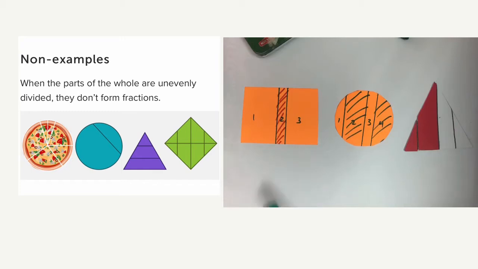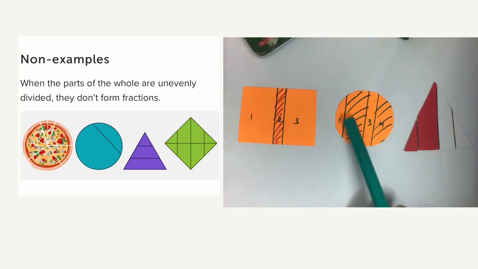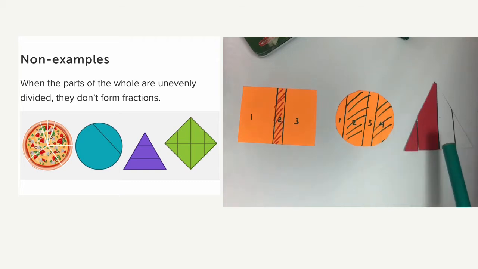The first one, a rectangle, is divided into 3 parts and they are unequally divided. So they do not form a fraction. Here it is divided into 1, 2, 3, 4 and it is unequally divided. So this also does not form a fraction. In this triangle, this is also unequally divided. So this also does not form a fraction. Remember, fractions are formed when we have a whole that is divided into equal parts.